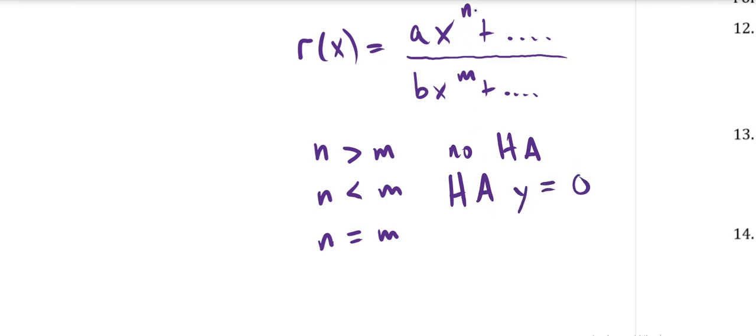On the other hand, if the two are equal, then they're going to grow in balance with each other. And eventually these terms dominate over the lower order terms, and we get something that's approximately equal to the ratio of their coefficients. So we wind up with a horizontal asymptote at y equals a over b.